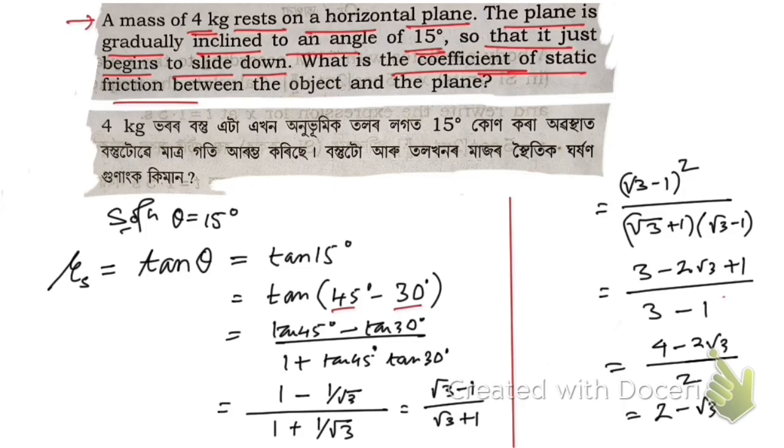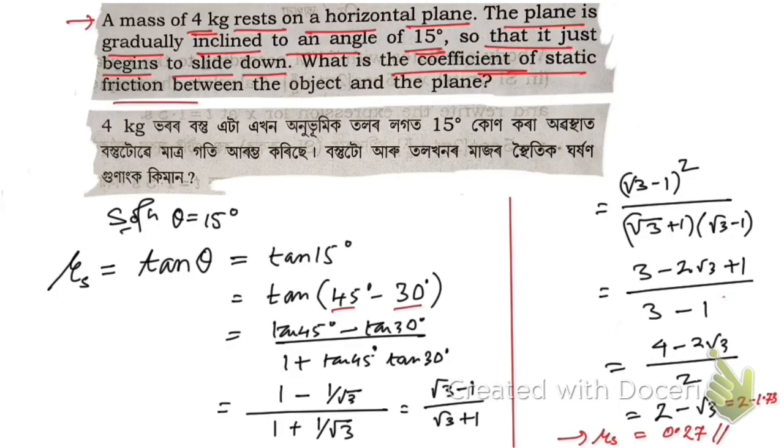So 2 minus root 3 is the coefficient of static friction here. 2 minus root 3 is approximately equal to 2 minus 1.73. Okay, if we subtract these two, then what are we going to have? We're going to have 0.27. So this is the required answer, the coefficient of static friction.